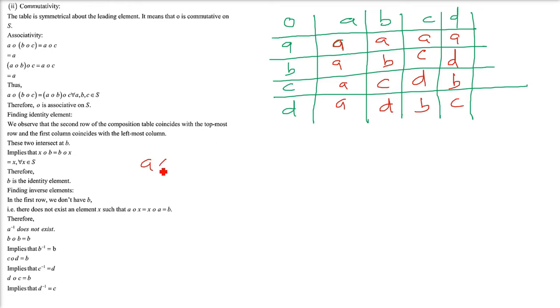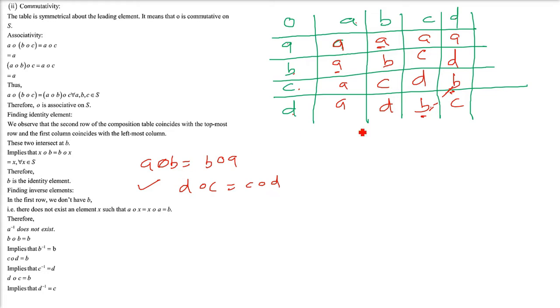So A star B, or A operation B and B operation A, whether they are the same or not. A operation B is A, B operation A is also A. So it's quite clear that A equals A. You can take any other: D operation C and C operation D. D operation C is B and C operation D is also B. They both are the same, so it is commutative. From the table, you have to write all these.